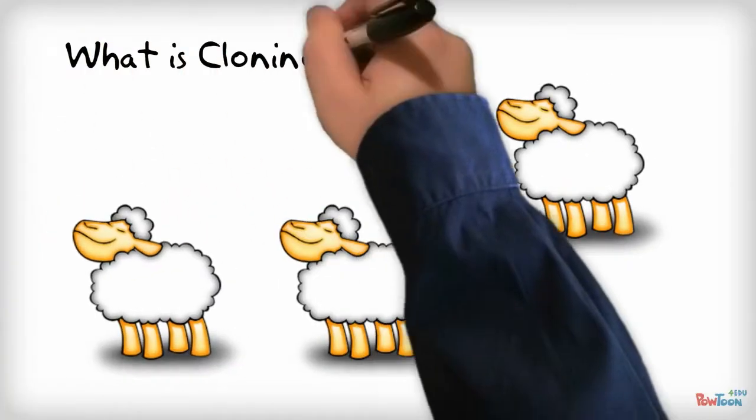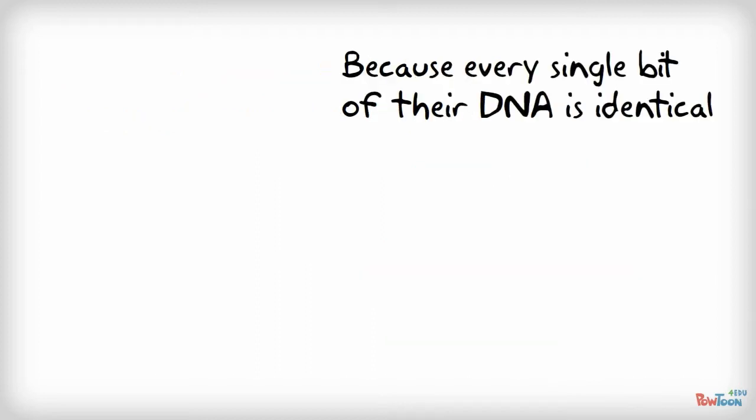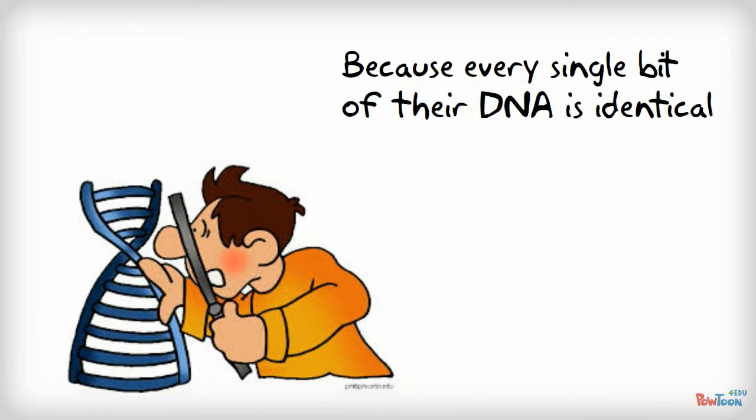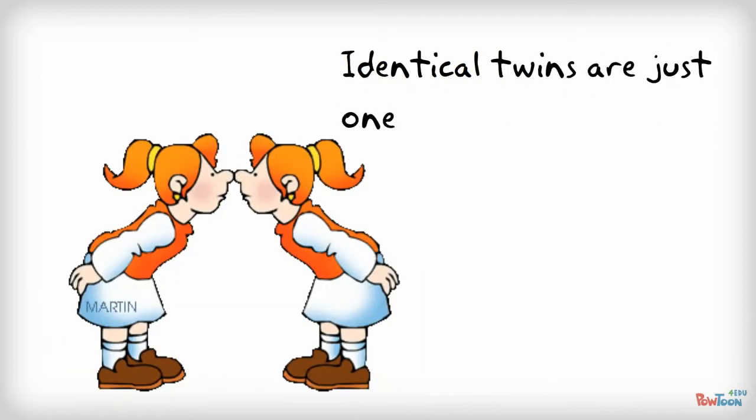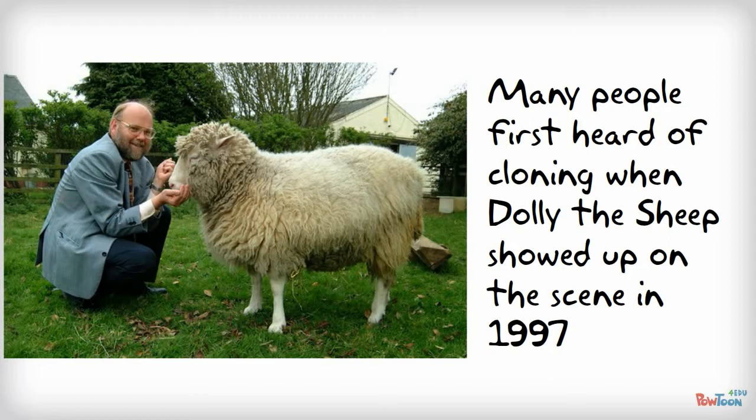What is cloning? Clones are organisms that are exact genetic copies. Every single bit of their DNA is identical. Clones can happen naturally. Identical twins are just one of many examples. Or they can be made in the lab. Many people first heard of cloning when Dolly the sheep showed up on the scene in 1997.